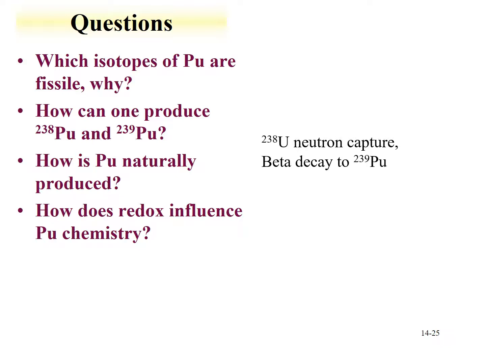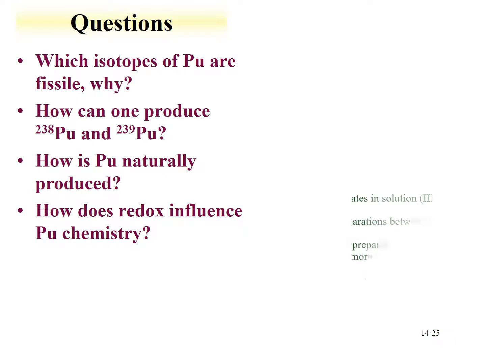The uranium-238, if it's in an ore with a relatively high concentration of uranium, perhaps that neutron from the spontaneous fission finds another uranium-238 which captures it, and that produces uranium-239, which undergoes beta decay to neptunium-239 and then to plutonium-239. That's why naturally produced plutonium is in extremely small quantities. And then how does redox chemistry influence plutonium?